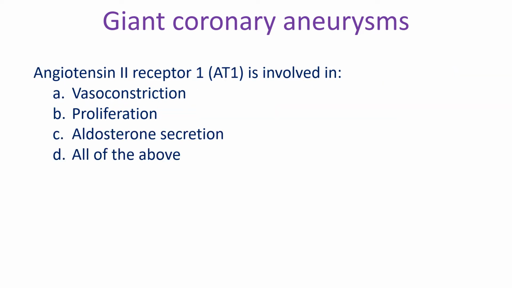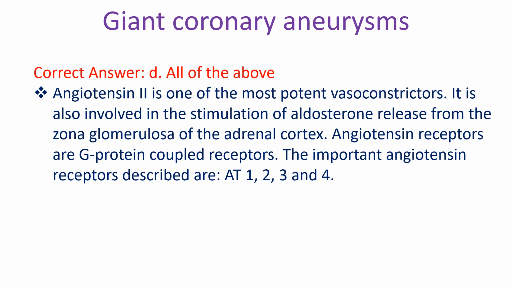Angiotensin II receptor 1 is involved in A. Vasoconstriction, B. Proliferation, C. Aldosterone secretion, D. All of the above. Correct answer D.